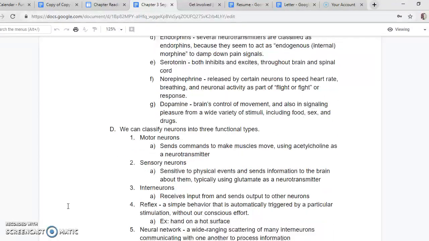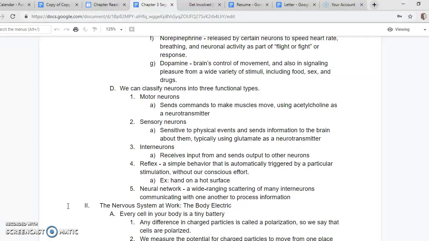Now, neurons come in a lot of different shapes and sizes, and they're found all over the nervous system, but we are first going to classify neurons into 3 functional groups. So the first functional group is motor neurons. These neurons send commands to make muscles move, and they use acetylcholine as a neurotransmitter. The next functional group is sensory neurons, and they are sensitive to physical events and send information to the brain about them, and they typically use glutamate as a neurotransmitter.